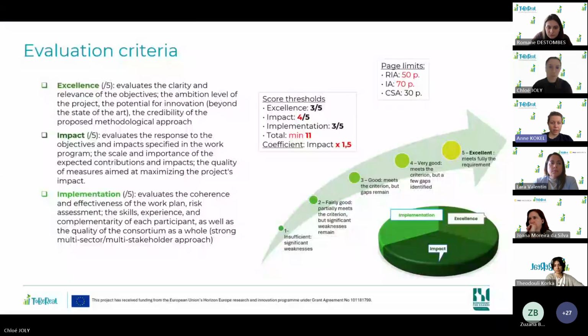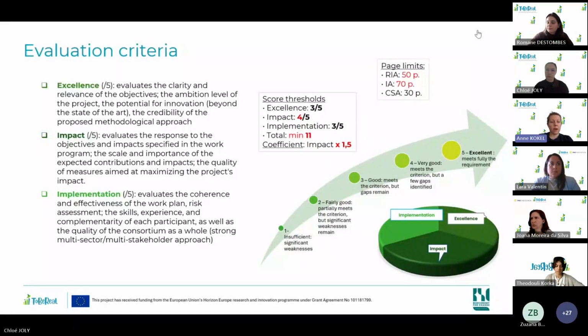Yes, thanks, Chloe. Okay, so to kickstart this advice session, I think it's good to remind the different evaluation criteria that are taken into account when the reviewers are scoring your proposal. It's a score out of 15, and there are 3 different criteria that are evaluated. The first one is excellence out of 5. The second one is impact that has a coefficient of 1.5. So that's the difference compared to Horizon Europe proposals where there is no coefficient. But here it's 1.5. So it's one of the most important criteria of your proposal. And the last one is implementation.